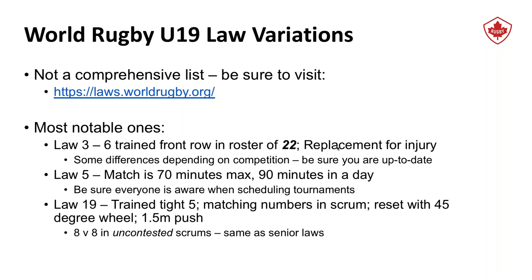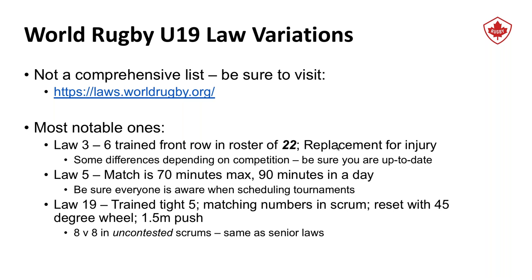And then Law 19 at scrum time is where we have the most differences from senior law. So we look for trained tight 5. So instead of saying trained front row only at the senior level, at under 19s, we must have trained tight 5. So players who are unable to play in the second row, whether it's due to injury or replacements, and they have not been trained in those positions, we may need to go to uncontested scrums in those instances. So just being aware of that.